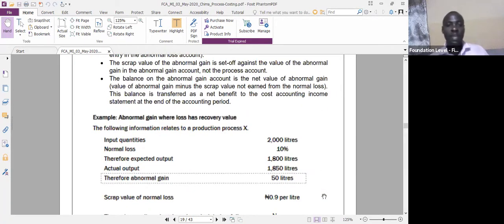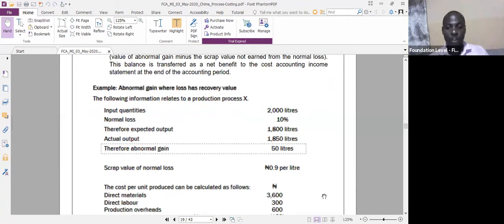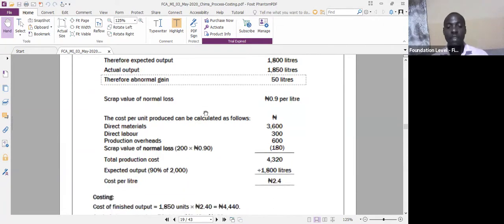All right. Now, when abnormal gain has a normal loss with recoverable value, it means the normal loss here has a recoverable value of 0.9 naira per liter. Mind you, in the previous example, normal loss had no recoverable value. Now it has, and it will affect how we are calculating our cost per liter.